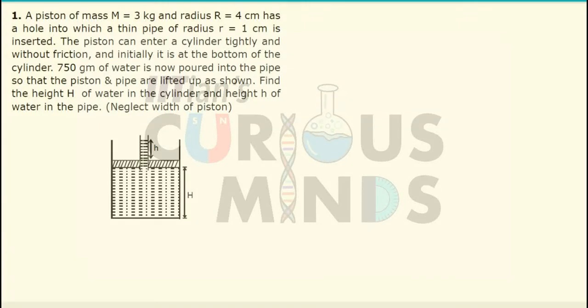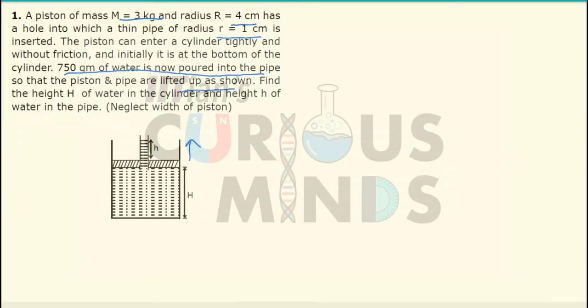A piston of mass m equal to 3 kg and radius 4 centimeter has a hole into which a thin pipe of radius r equal to 1 centimeter is inserted. The piston can enter a cylinder tightly and without friction, and initially is at the bottom of the cylinder. 750 gram of water is now poured into the pipe so that the piston and the pipe are lifted up as shown in the figure.